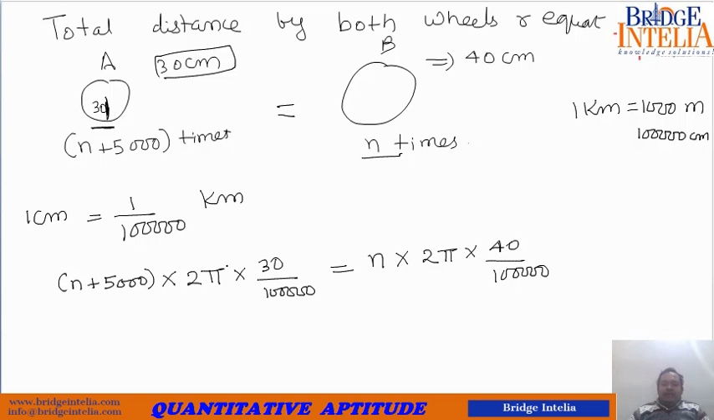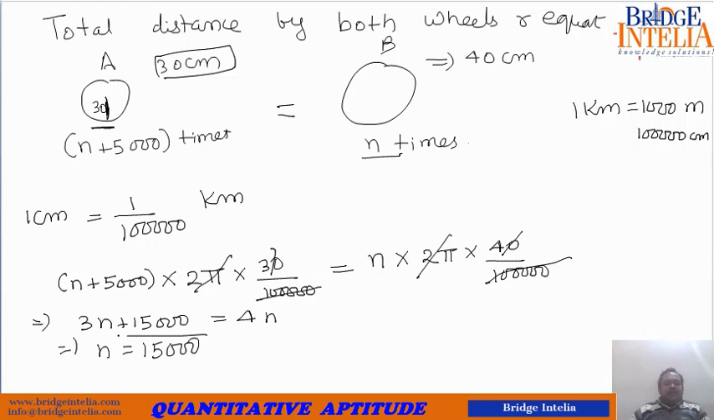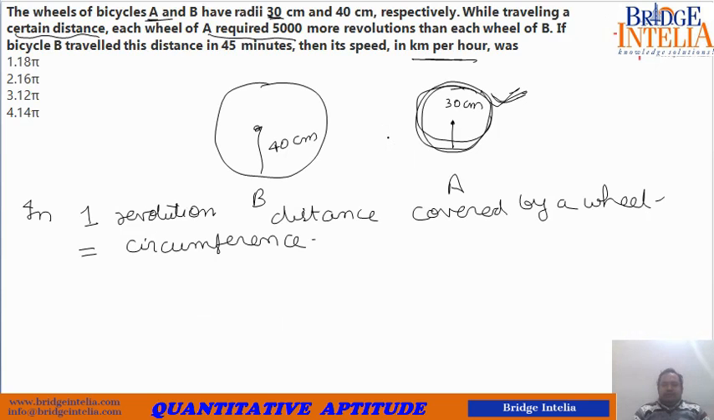So let's find out the value of n. So 2 pi cancels, 1 lakh cancels, this 0 cancels. So from here 3n plus 15,000 is equal to 4n. So from here you can see that n is equal to 15,000. So n is equal to 15,000.